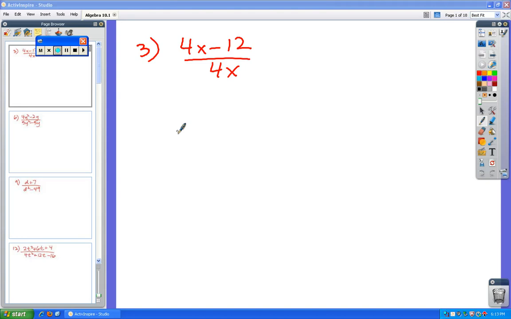Okay, you had 3 to 36, every third, on page 434. This is the first section in chapter 10.